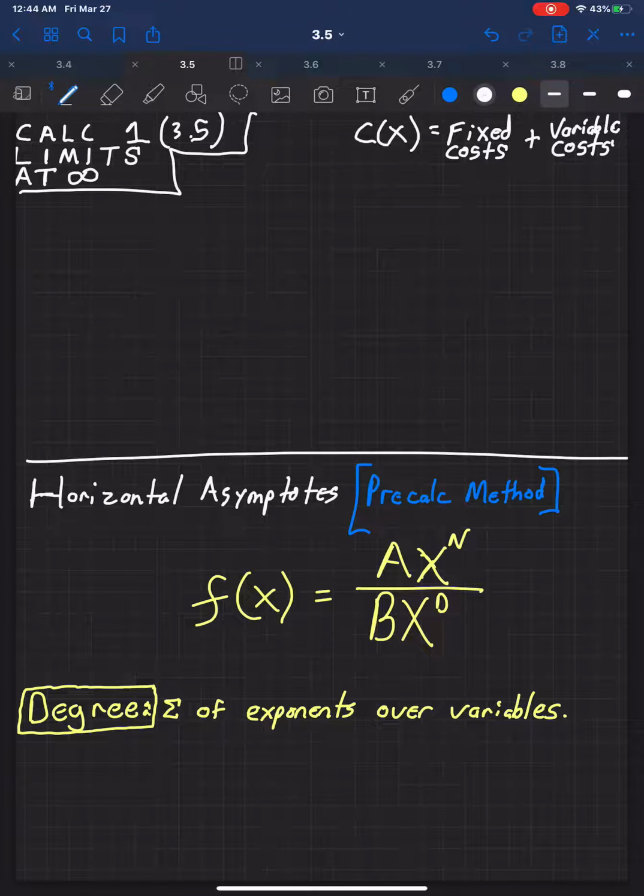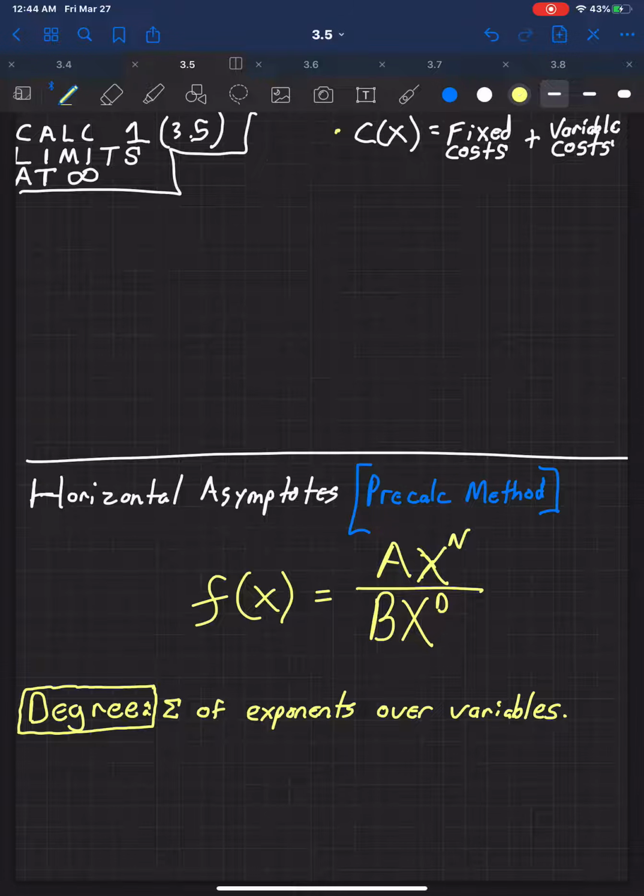And the way I'm going to start this lecture, let me start with the idea of a horizontal asymptote, okay? And we're going to start with the precalculus notion of horizontal asymptotes. And then we're going to start to build and start to formalize some of these precalculus ideas. But before we do any of that, let me give you an example of what I mean by a horizontal asymptote, right? So take the following cost function, c of x.